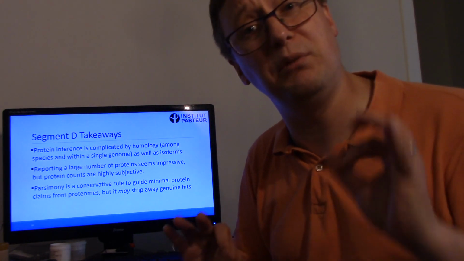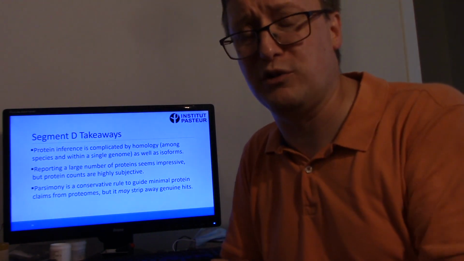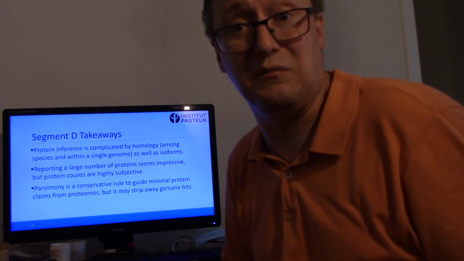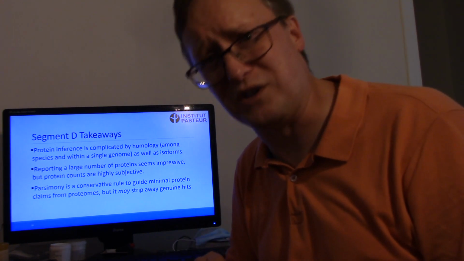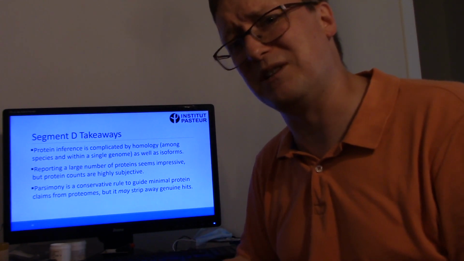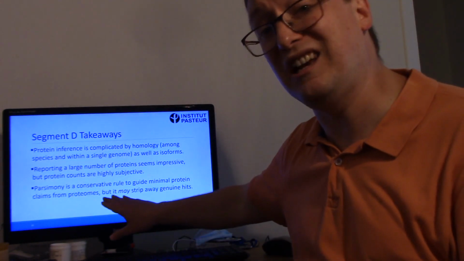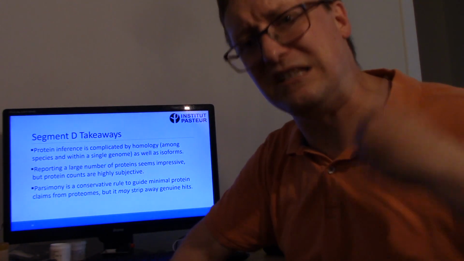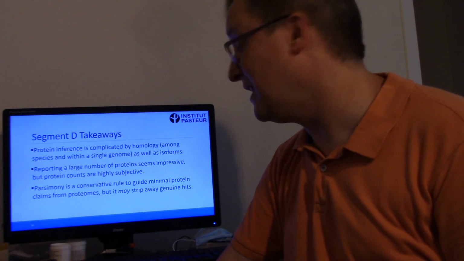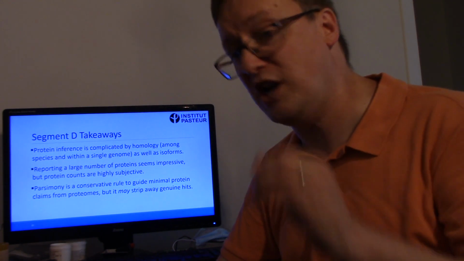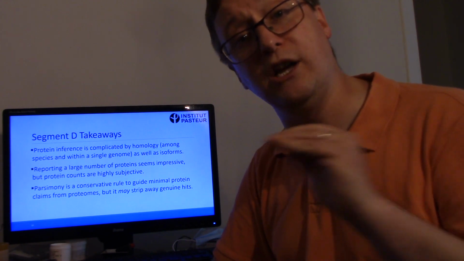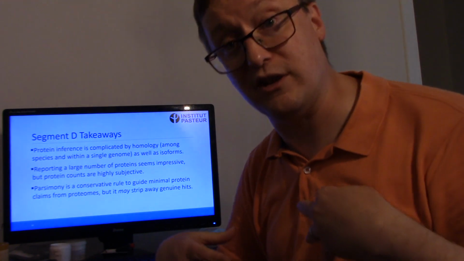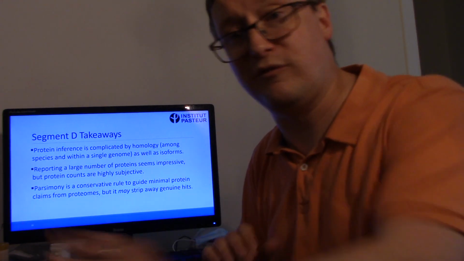And frequently, people don't even tell you what the empirical protein false discovery rate is for a very large collection of proteins. And when you check it by looking at their spreadsheets, you discover it's much, much worse than what any peer reviewer really should have accepted. Parsimony is a conservative rule to guide minimal protein lists, to guide us in making minimal claims about our experiments. But it may strip away genuine hits. There may be proteins that really are there, but because they are subset proteins or subsumable proteins based on the evidence we've acquired, we allow them to fall away.